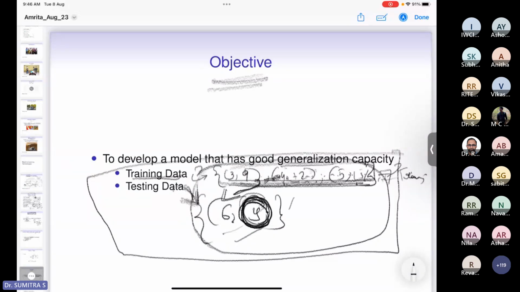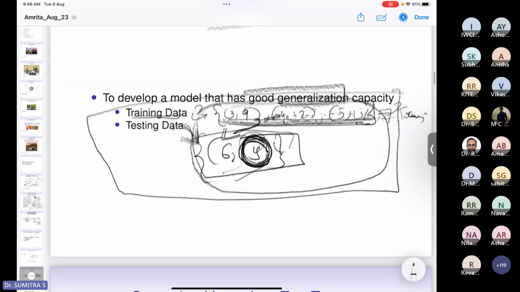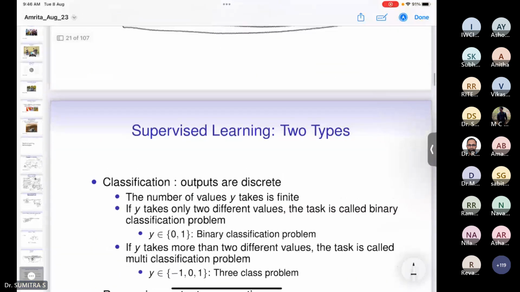So that is more important, right? That is why we have seen that. Just by saying that it is doing well on the training data, it doesn't guarantee that we have developed a good model, as I have described before, that overfitting. So we have to make sure that it works well on the data which we have not used for developing the model.